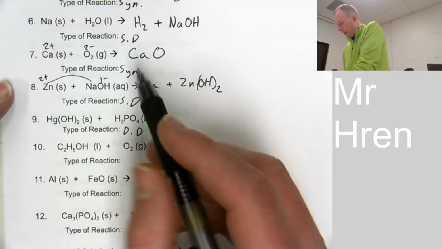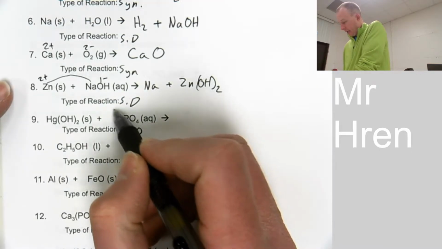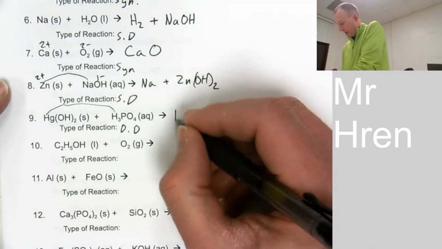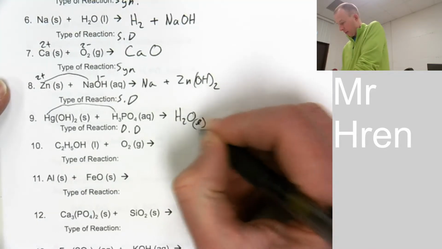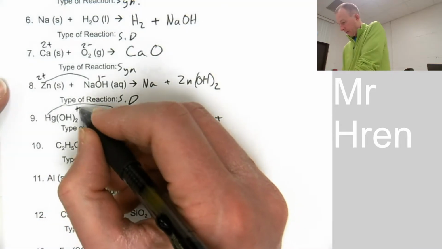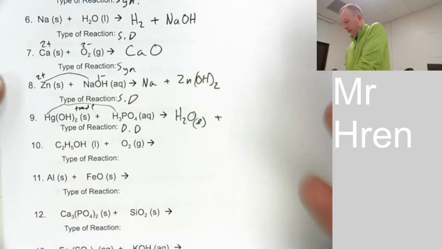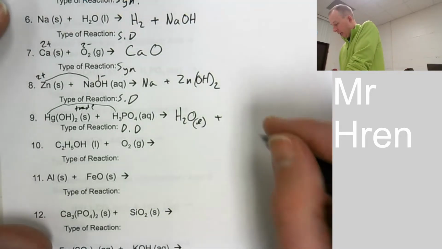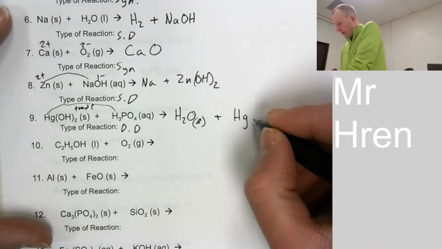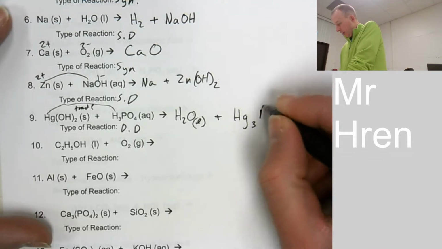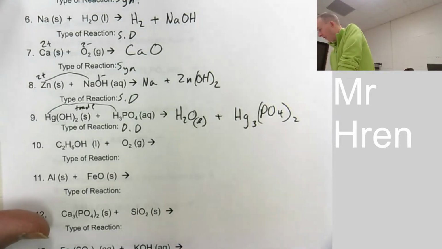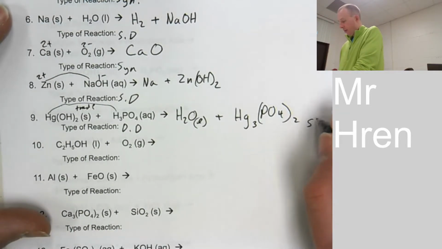We know it's a double displacement because these are both compounds, and the H and the mercury are going to switch. So you're going to end up with liquid water, because H combines with OH. Remember, these are trading. The Hg and the H3, they're trading. They're not going together. Then you're going to end up with Hg3(PO4)2. And if you looked it up on your solubility chart, that would be a solid.